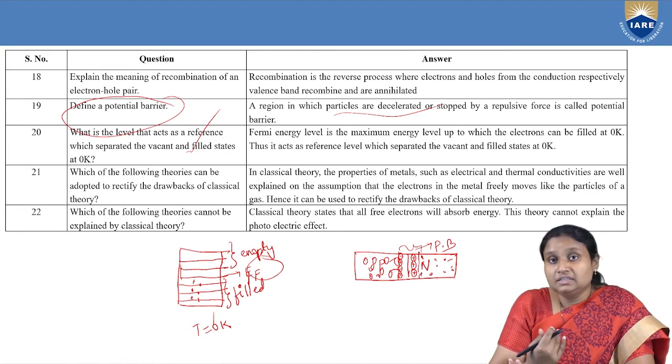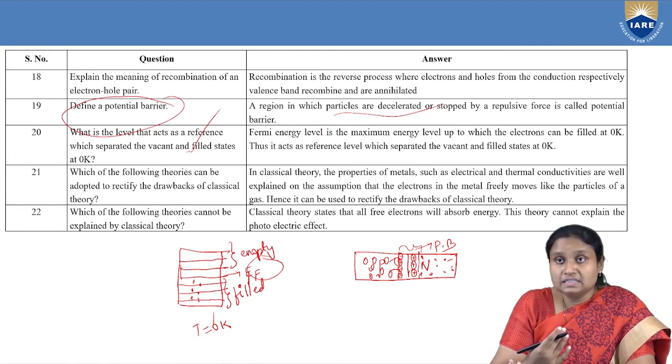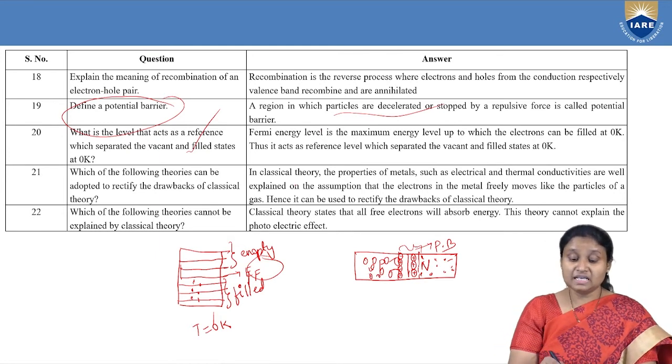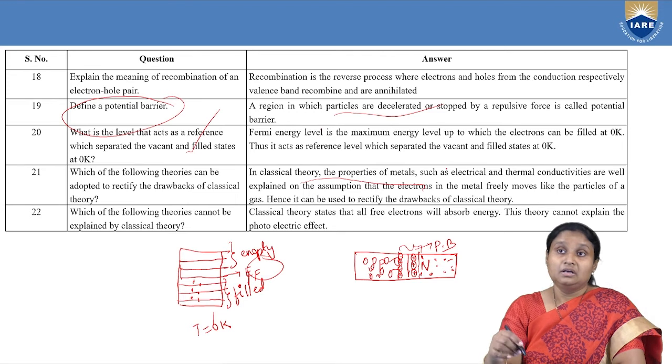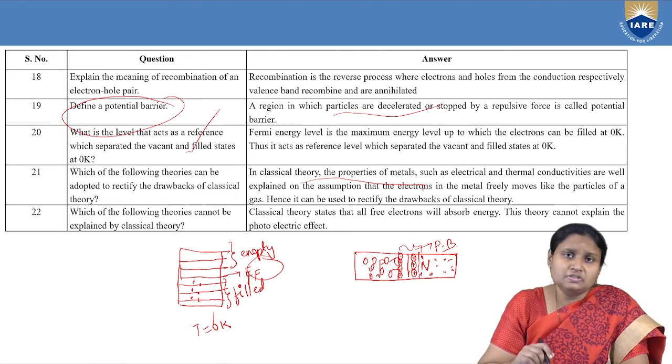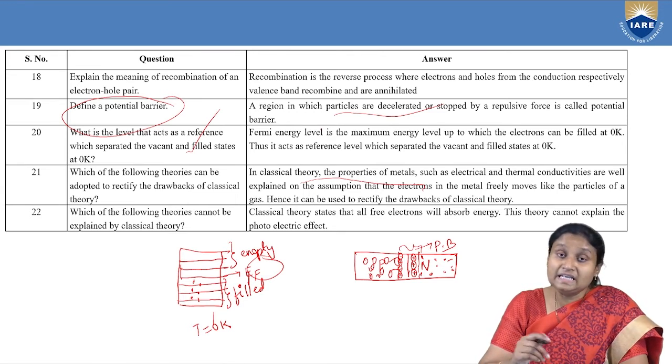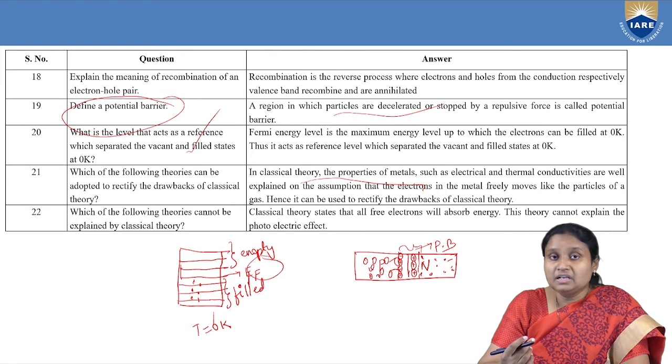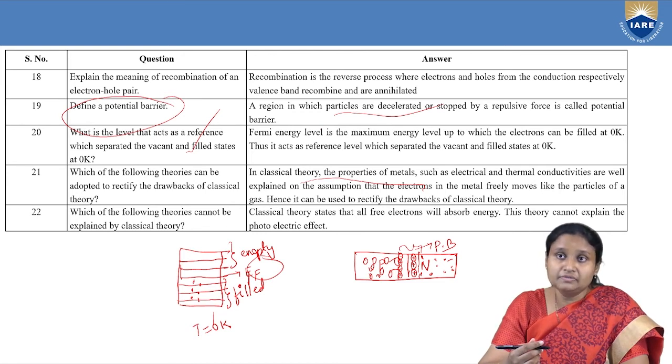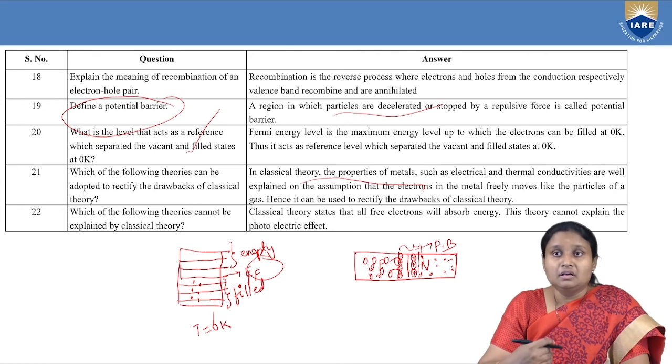Next, which of the following theories can be adopted to rectify the drawbacks of classical theory? We know that there are certain drawbacks of classical theory, so first we'll see what they are. Classical theory can explain the properties of metals, where it treats free electrons in metal as molecules of gas. It talks about electrical and thermal conductivity, as well as the properties of different metals.